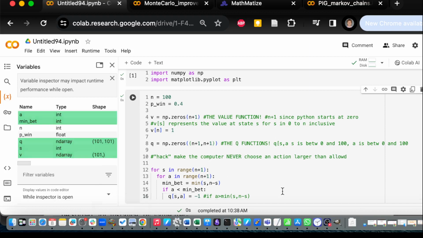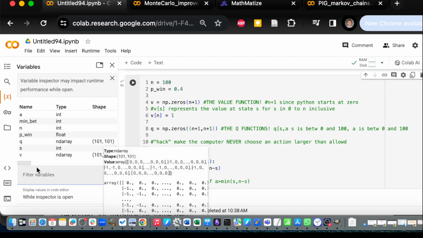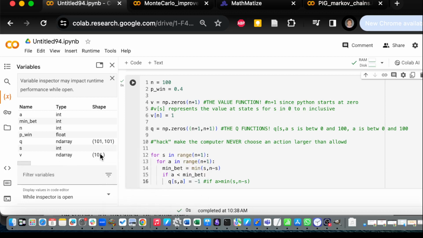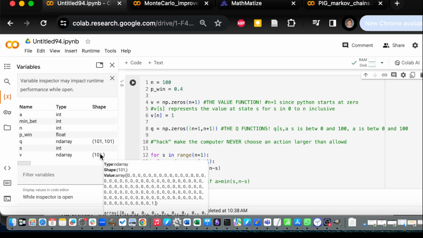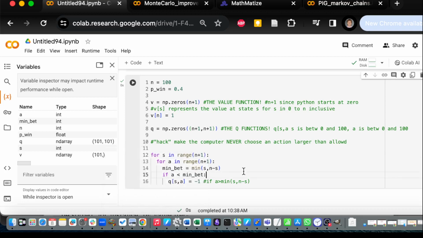So, what do I have after running all this? You can see in the variable explorer over here, I have an array of shape 101. That's a vector. V is all zeros and a 1 at the end. That's great. And then Q is, what is Q? It's an array, mostly zeros and some -1s where you're not allowed to choose those actions. Okay, so far everything is set up. Now we just got to put in the value iteration formula, and things will work out. Questions or comments so far?